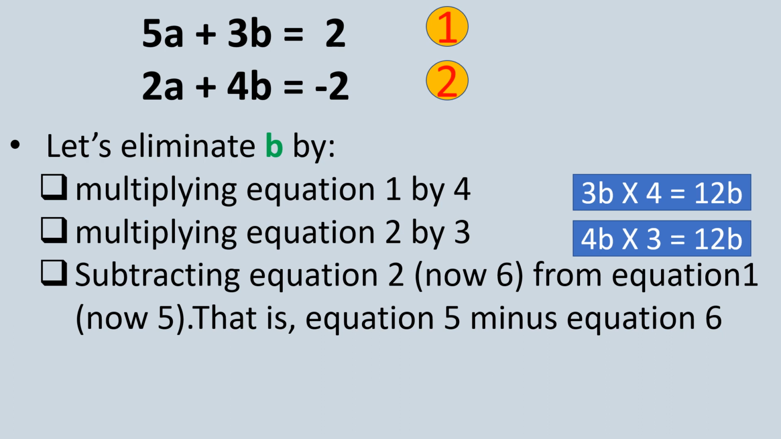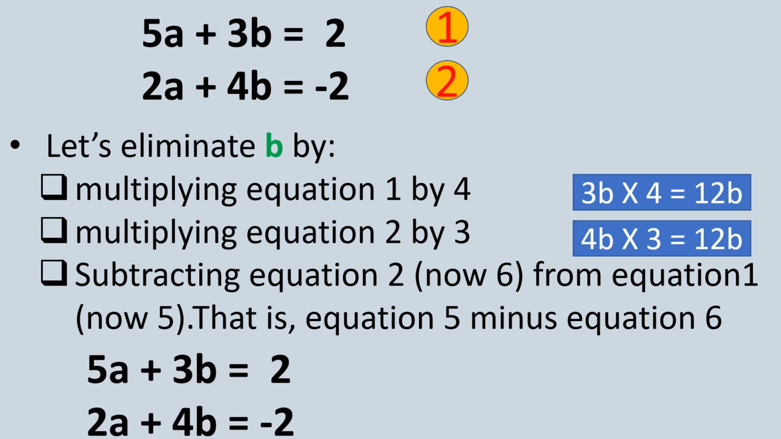Note that when we multiply by 4 all the components in equation 1, we are doing that in order to achieve this purpose of having the component of b in equation 1 similar to that of the component of b in equation 2. And that's why in equation 2 we multiply the components by 3, so that 4b times 3 gives us 12b, and then all the other components in equation 2 are multiplied by 3. Let's see how this works. So this is the equation.